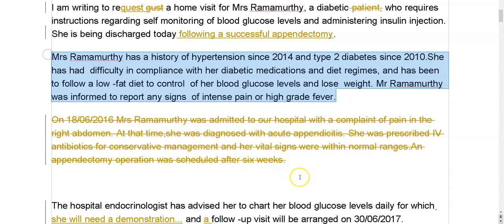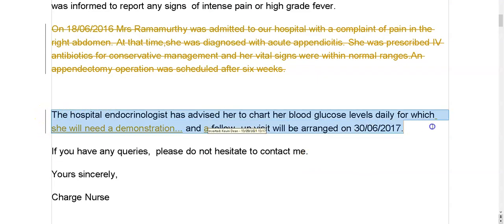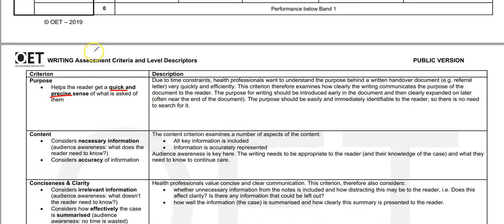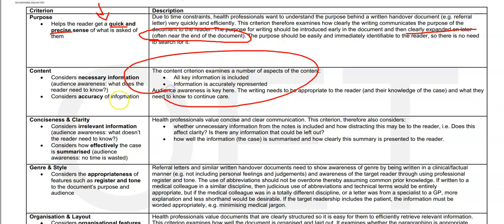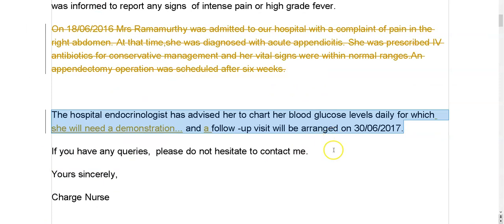Give me something there. All right, then I would put something here, and we need that purpose restating. Because what's it say here? Clearly expanded on later, often near the end of the document. So I want you to do this. Tell me a story. Clearly expand on it. Tell me, what's the story? What do I need? Tell me that story. And then tell me later, often at the end: In view of the above, I would appreciate it if you could send a nurse to demonstrate, who will do this, inform. That's what this letter would benefit by, I think.